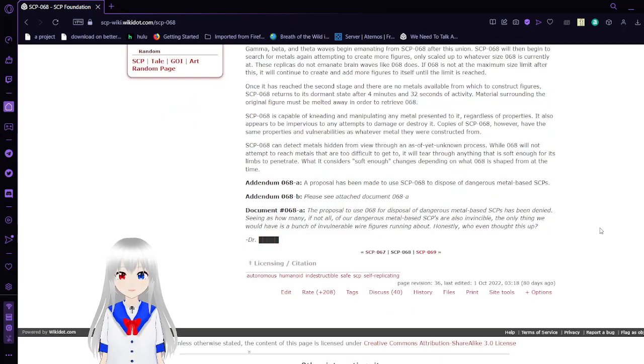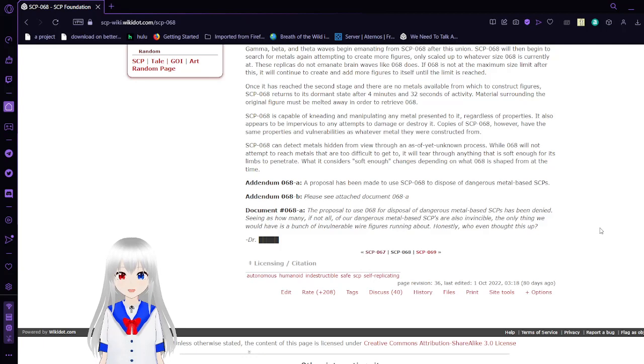SCP-68 is capable of kneading and manipulating any metal presented to it, regardless of properties. It also appears to be impervious to any attempts to damage or destroy it. Copies of SCP-68, however, have the same properties and vulnerabilities as whatever metal they were constructed from. SCP-68 can detect metals hidden from view through an as-of-yet unknown process.